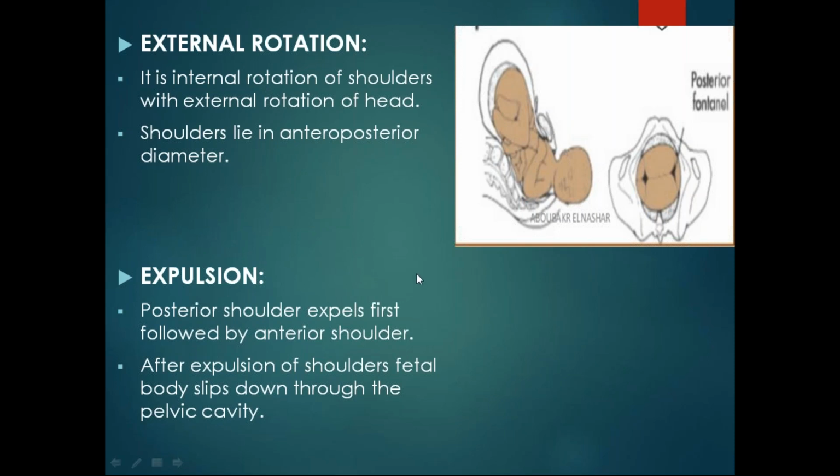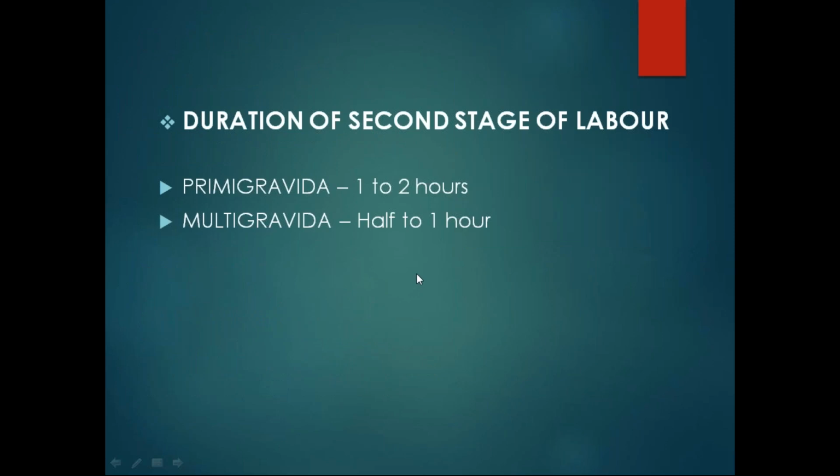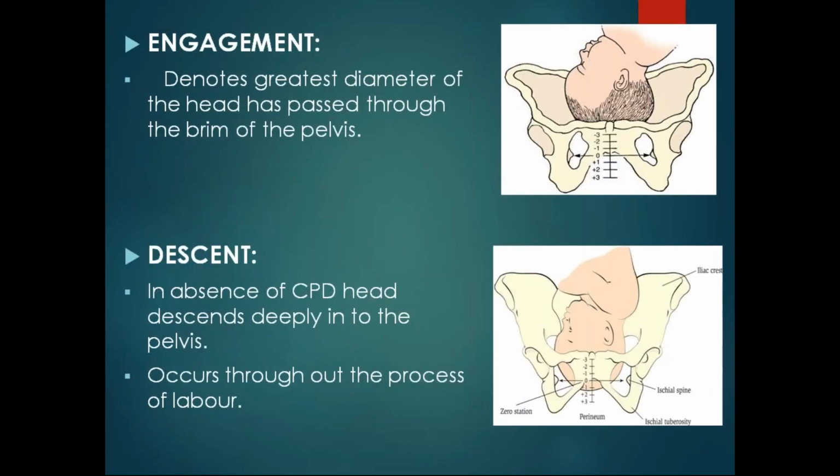So this whole process, the second stage of labor, where all the different parts of the body come out, takes about 1 to 2 hours in a primigravida, and in a multi about 1 hour to a little less. So the cervix is fully dilated. All the baby has to do is come out of the pelvis. So it's going to come out through the different cardinal movements.